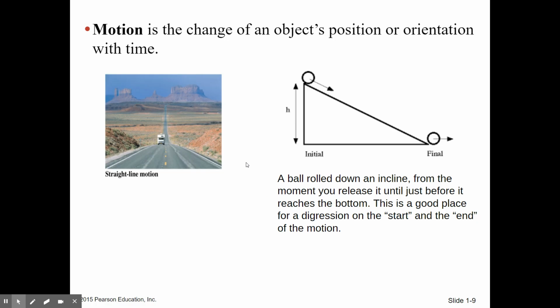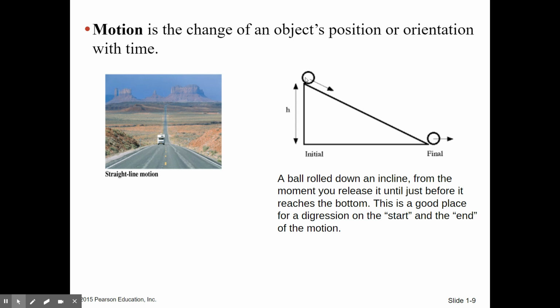Okay, so let's take a look at motion and what motion is. Motion is the change of an object's position or orientation with time. So here we have this RV that's just driving down the road. You can see nice straight line motion going down the road or up the hill a little bit. Here we have a ball going down the hill. Again, the ball's rolling down this incline.